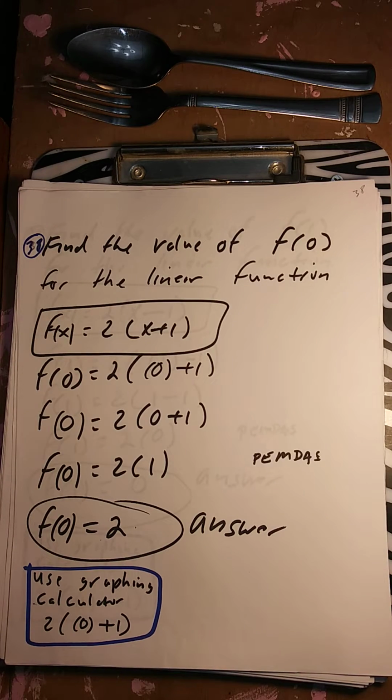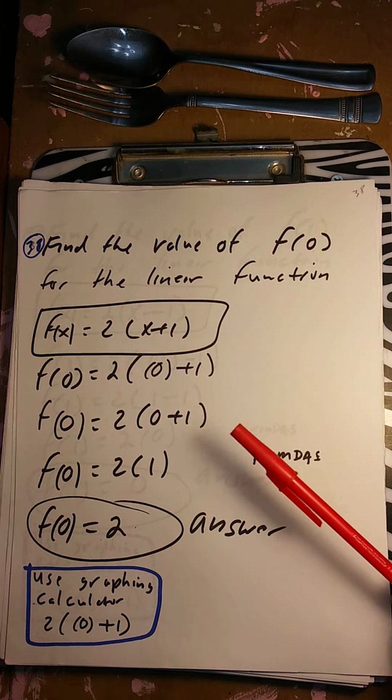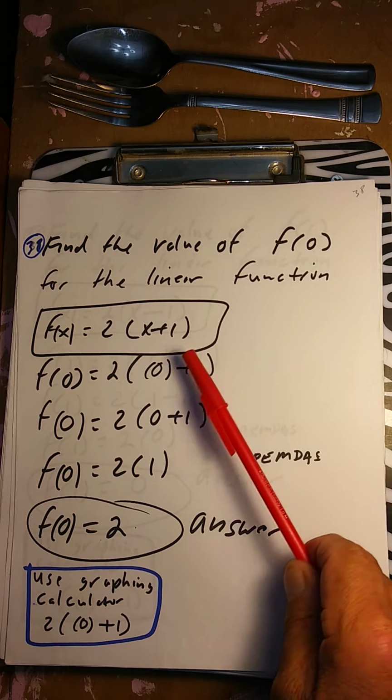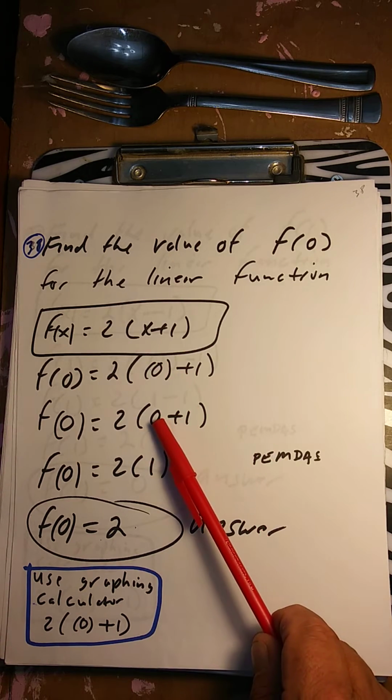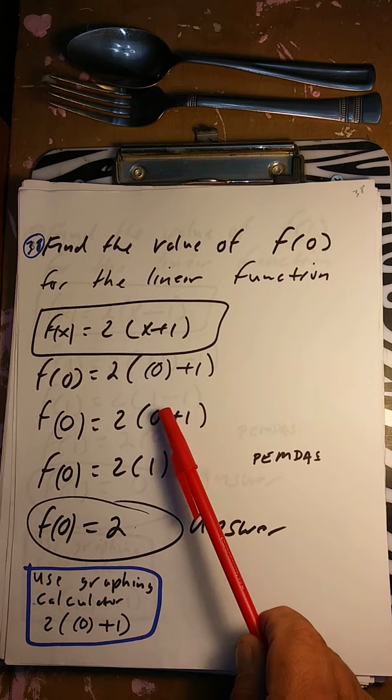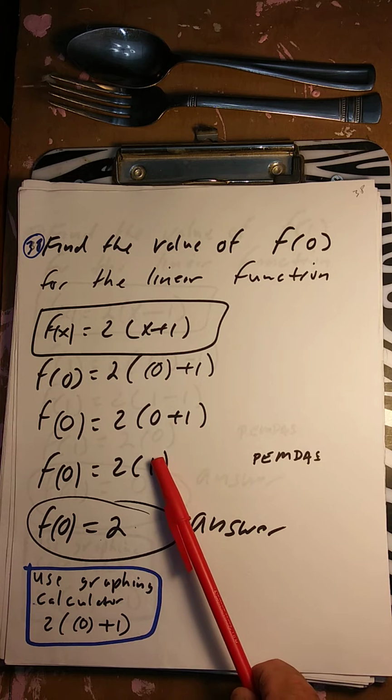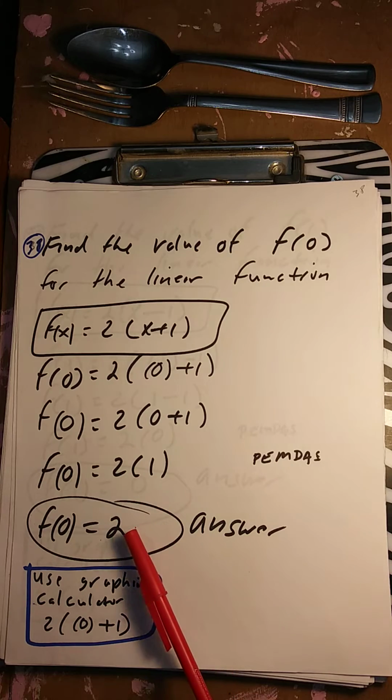Find the value of f of 0 for the linear function 2 parentheses x plus 1. So put a 0 there. Parentheses. Now take the parentheses off. 0 plus 1 is 1. And then 2 times 1 is 2.